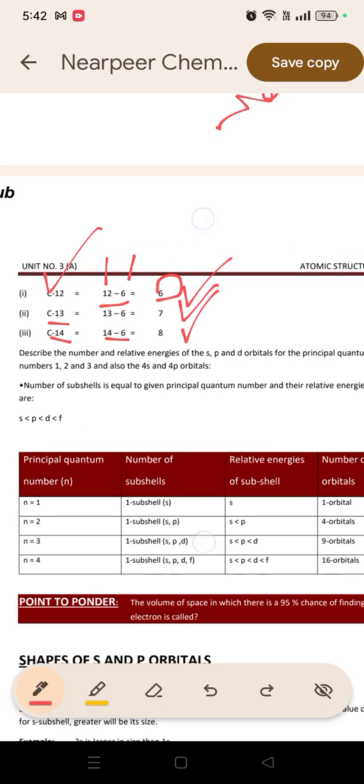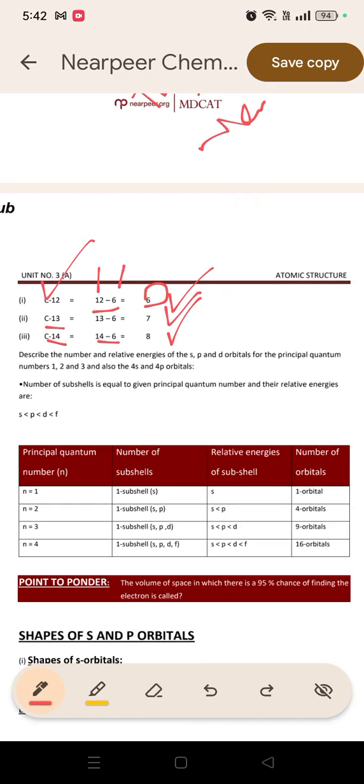Now describe the number and relative energies of the s, p, d orbitals for the principal quantum numbers 1, 2 and 3, and also the 4s and 4p orbitals. The number of subshells is equal to the given principal quantum number, along with their relative energies. This all describes the number of shells.